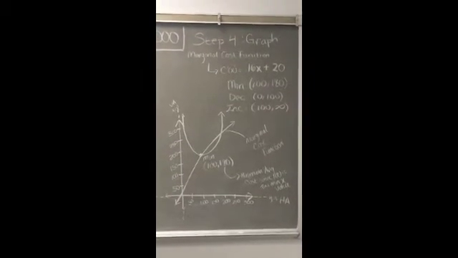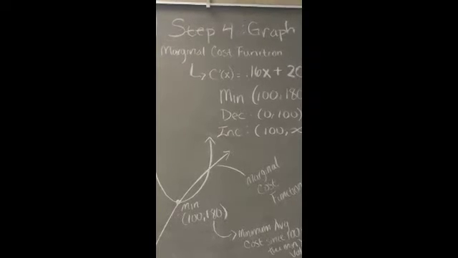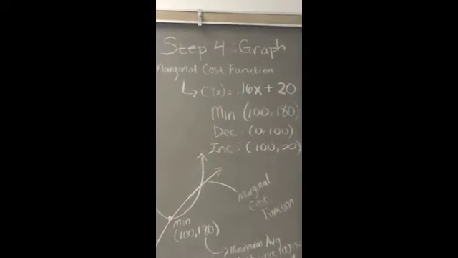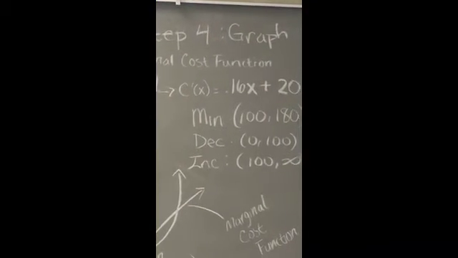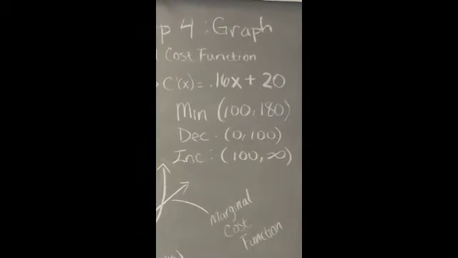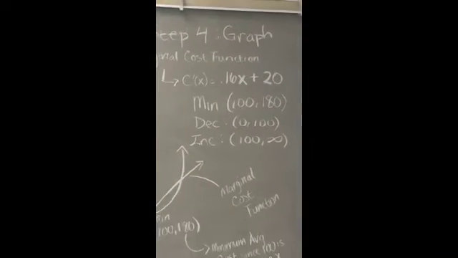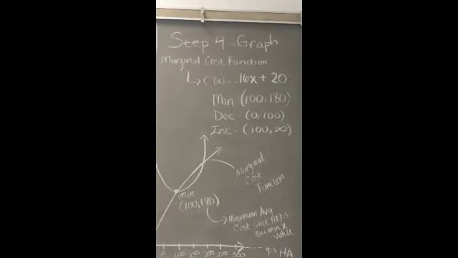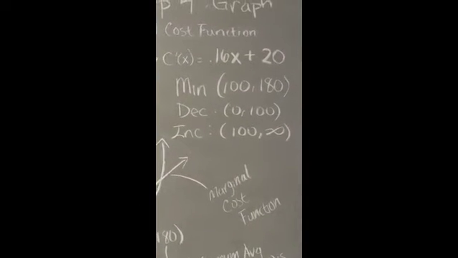Okay, last step, step 4, the graph. First, the marginal cost function is only the derivative of c of x. So I did that right here. C prime of x is equal to 0.16x plus 20. And so that is also the marginal cost function. So in order to graph, this is what we need.